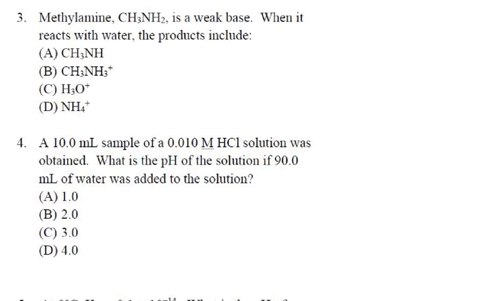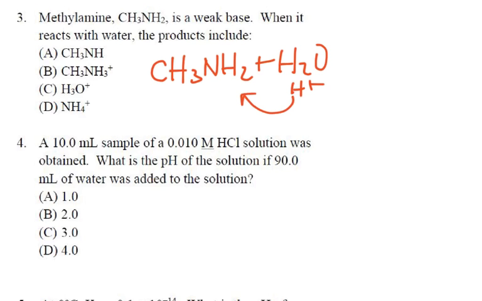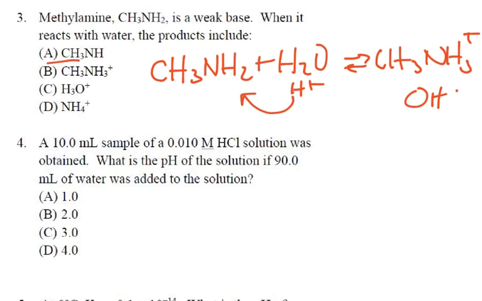Number 3, methylamine is a weak base. When it reacts with water, what does it do? Okay, so we should do that. CH3NH2. When we put that with water, it's a base. So again, that means the H+ goes over here. So we're going to form methylammonium, CH3NH3+ and OH-, and so there's the answer. CH3NH3+ is called the methylammonium ion, in case that comes up.